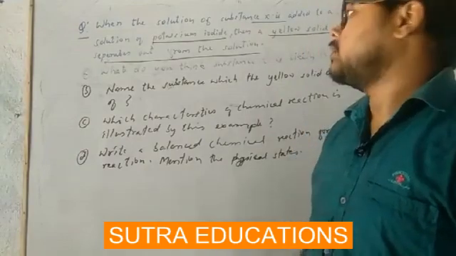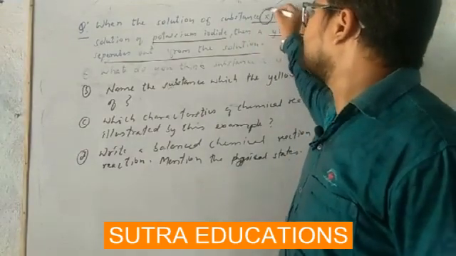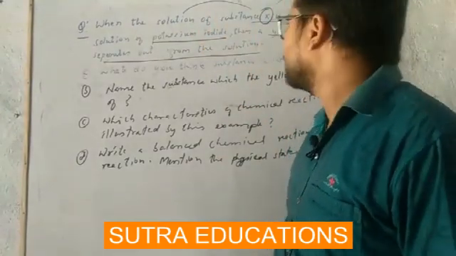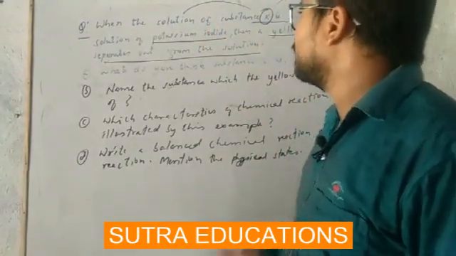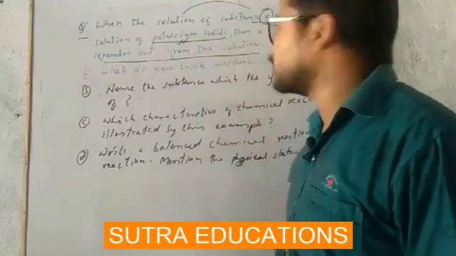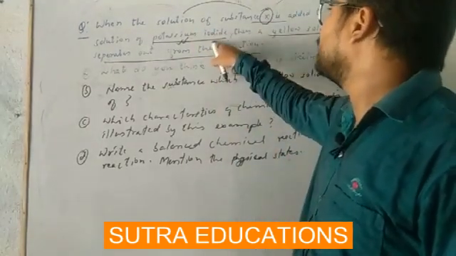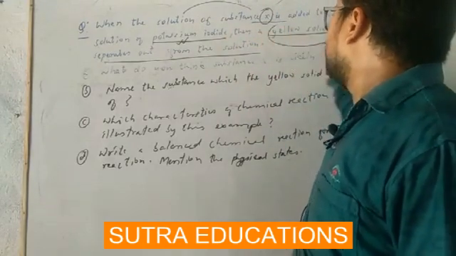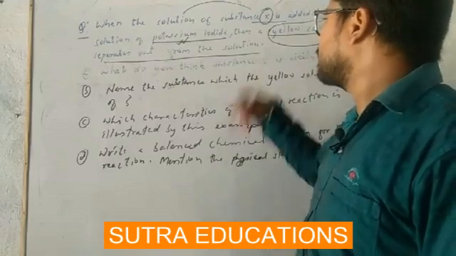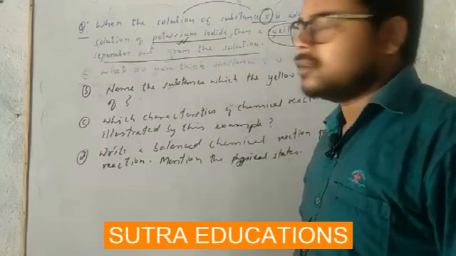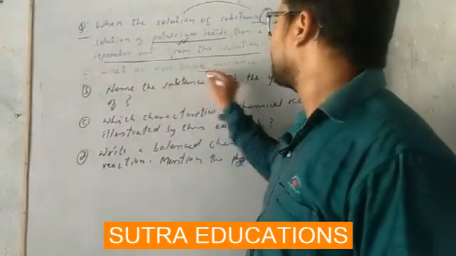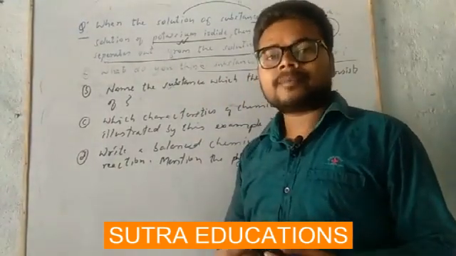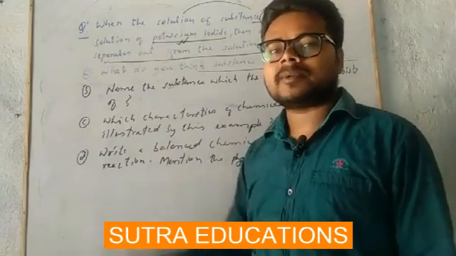Getting it? There is a substance X, and we have a solution of substance X, and we are going to add potassium iodide into it. Then a yellow solid is separating out. What do you think substance X is likely to be? You have to answer the name of substance X.